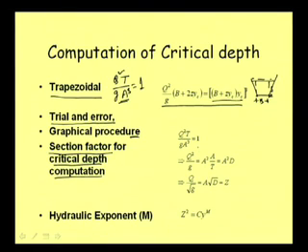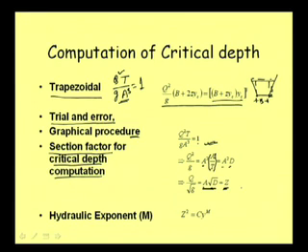So, if we start from this relation Q squared T by g A cubed equal to 1, then we can write Q squared by g equal to A squared into A by T. We know that A by T is nothing but the hydraulic depth D. So it is A squared, that is area squared, into hydraulic depth, and taking the square root of both sides, we can write Q by root g is equal to A root D, and this particular expression is called the section factor Z for critical depth computation.